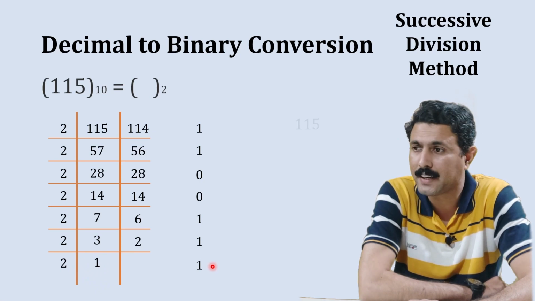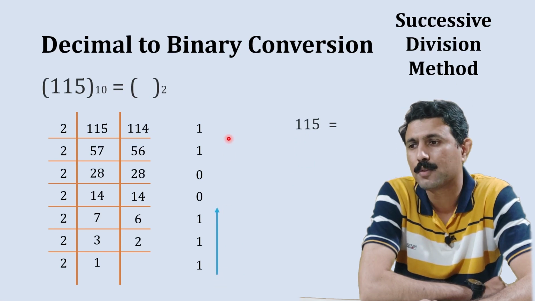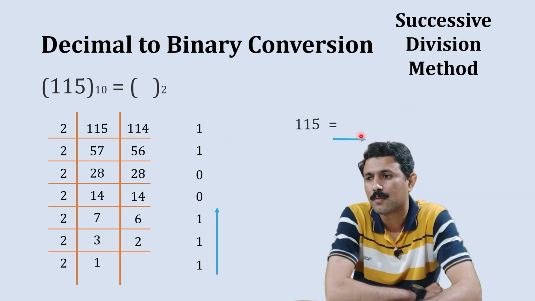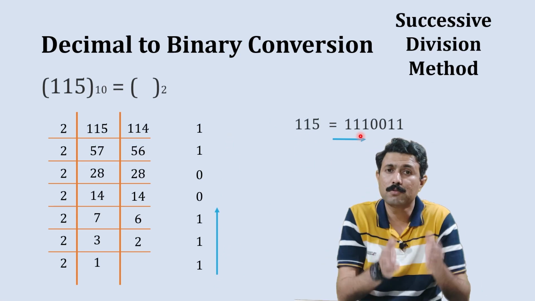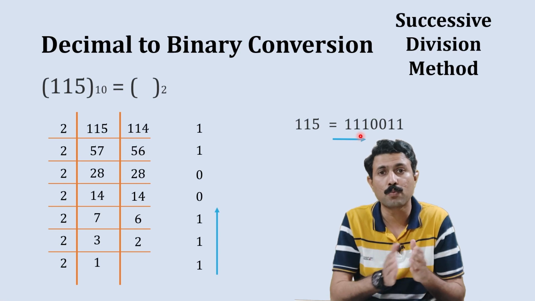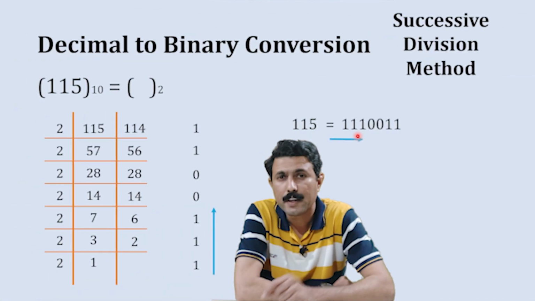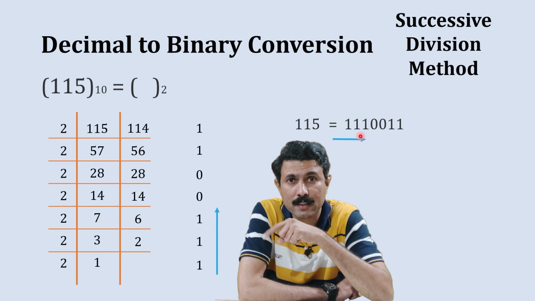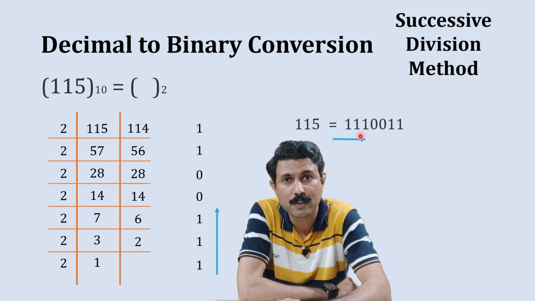So what will be the binary equivalent to this 115? You should write from bottom to top: 1110011. So this will be the binary equivalent to this decimal number 115. If you have any doubt or query in this method, then do not forget to write in comments below, okay?